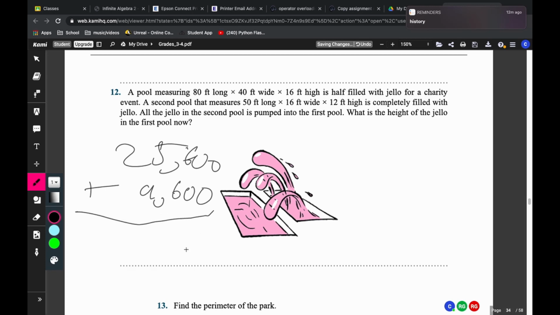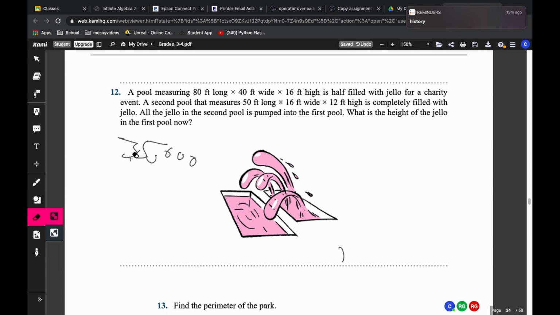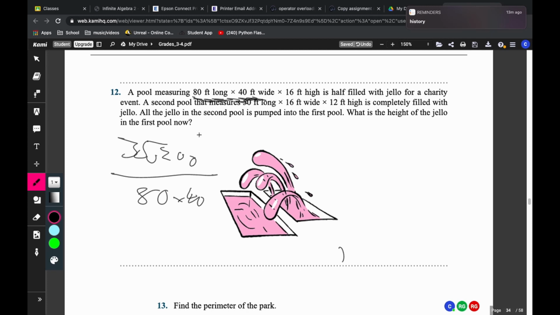So the volume would be that, but it was asking for the height. So what we would do is 35,200 divided by 80 times 40. Why are we only choosing the big tank, and why are we only choosing 80 and 40? We're choosing the big tank because everything from the second pool got into the first pool, so we're choosing the first pool. And we're only taking 80 times 40 because we want to figure out the height.